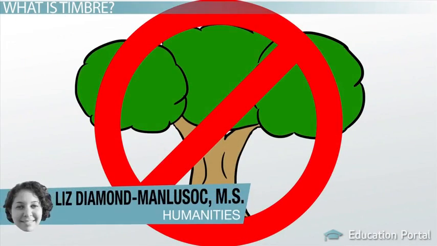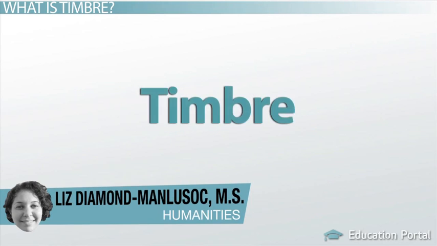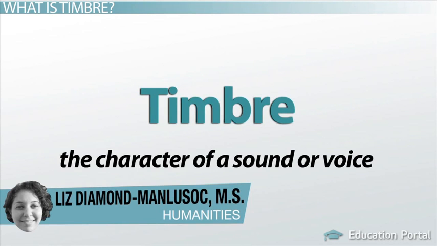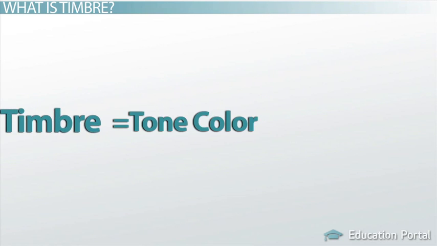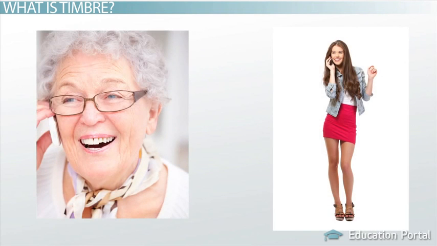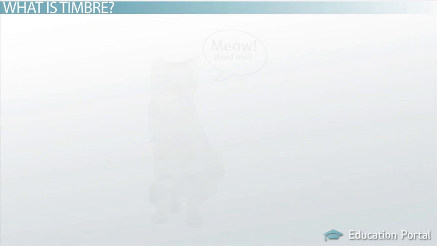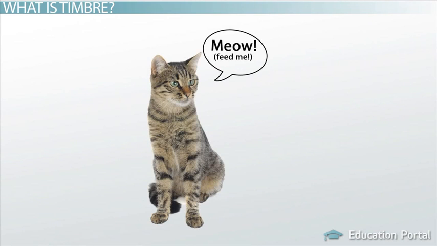No, we're not talking about trees here. We're talking about timbre. Timbre is the character of a sound or voice. Timbre is also referred to as tone color or tone quality. Timbre is the way you can tell the difference between your grandma and your girlfriend on the phone, or between the voices of cartoon characters when your cat is walking in front of the TV.